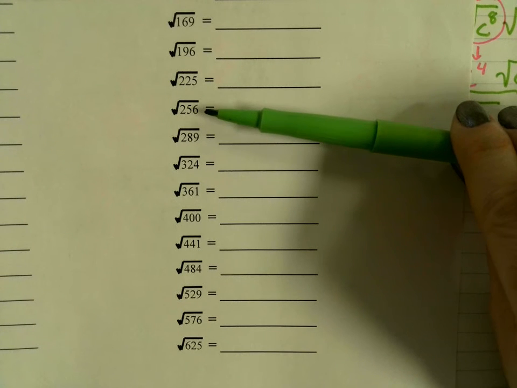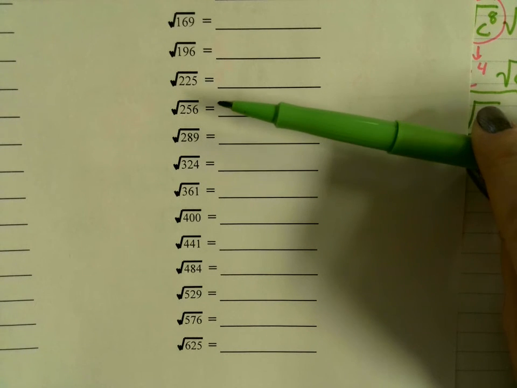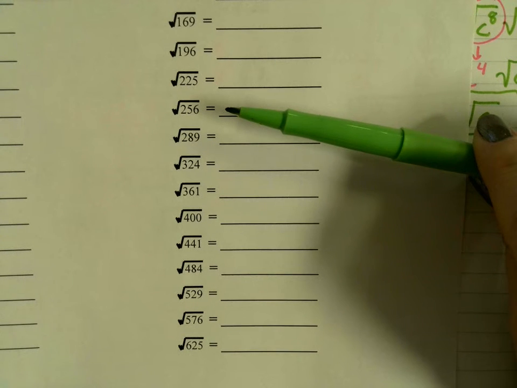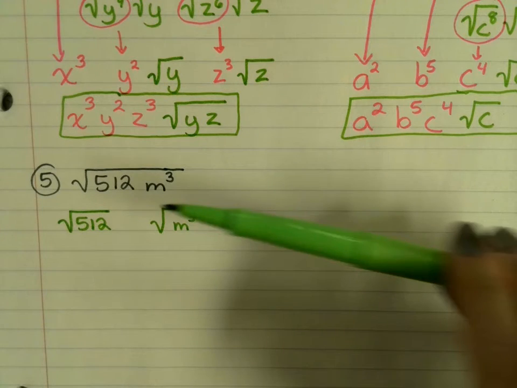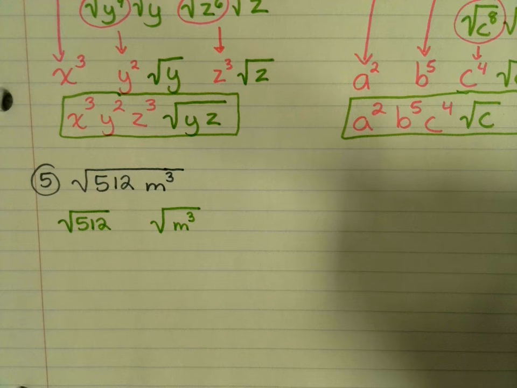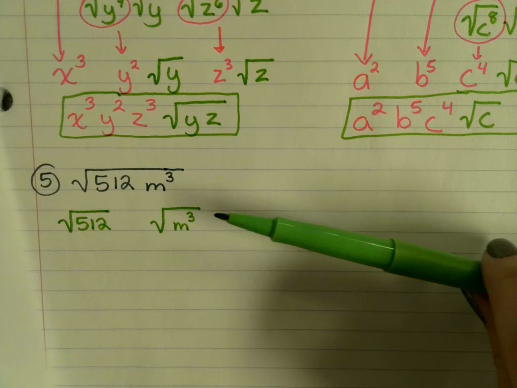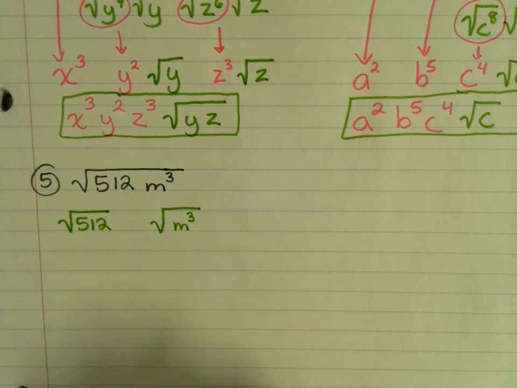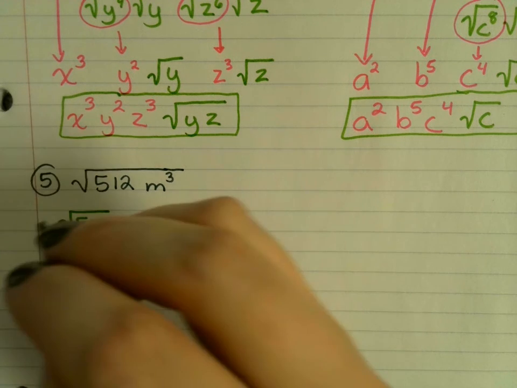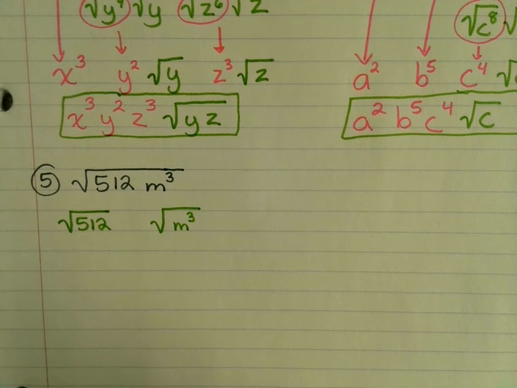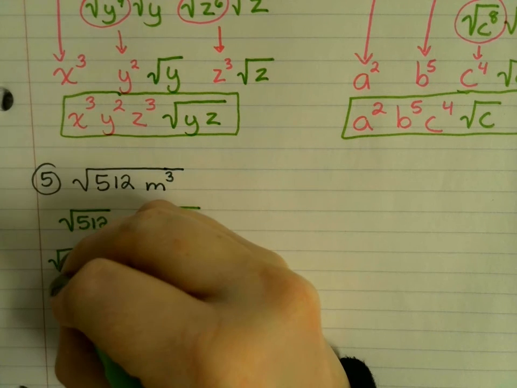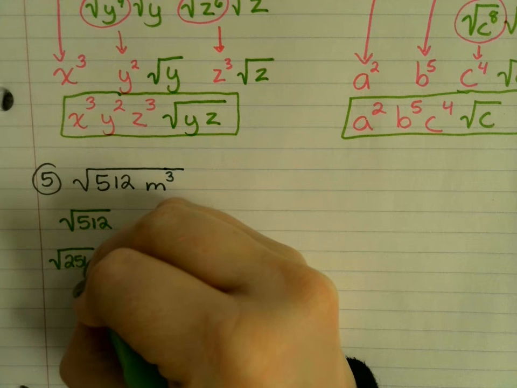If you take 256 and you double it, so 256 times 2, that's going to give you 512. So you can split 512 up into the square root of 256 and the square root of 2.